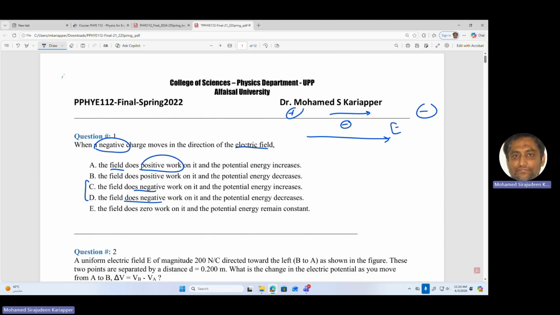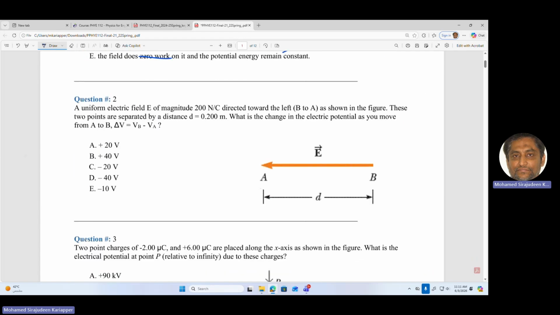So either C or D. This is wrong. Zero work is also wrong. So, okay, now we look at these two, C and D. The work is negative and the potential energy increases. So that is correct. This is wrong. So the answer is C. Number 2.